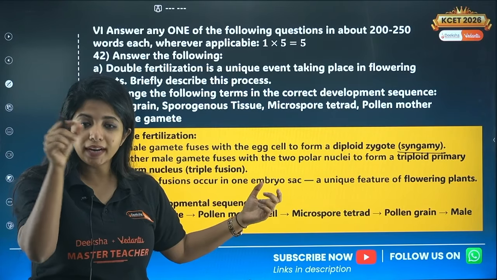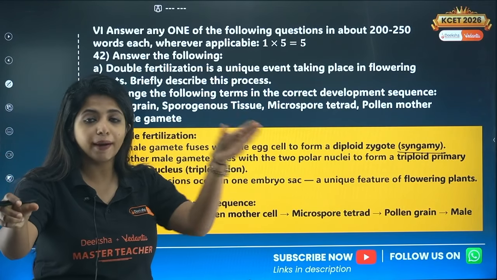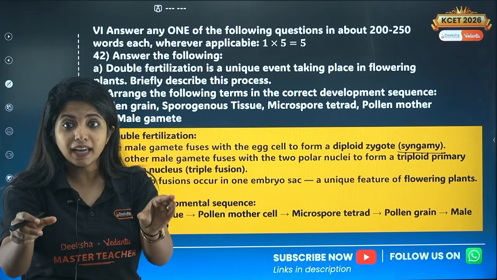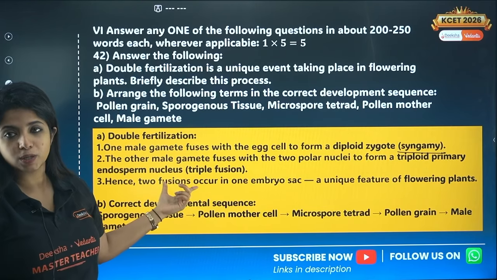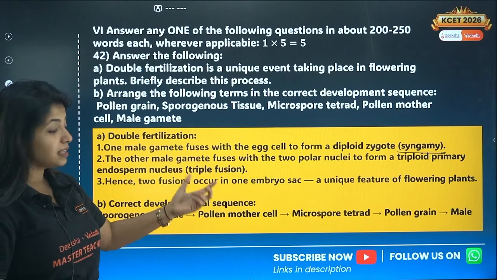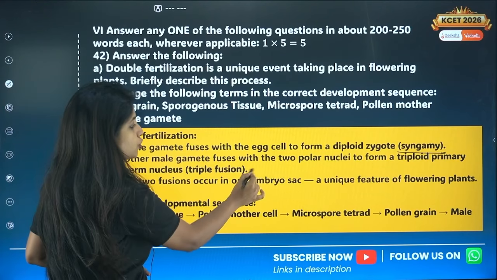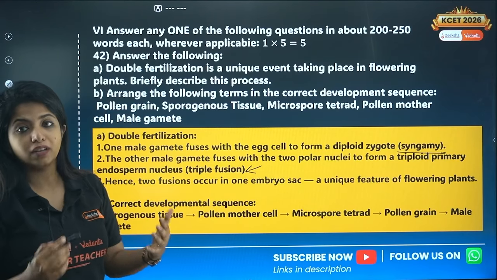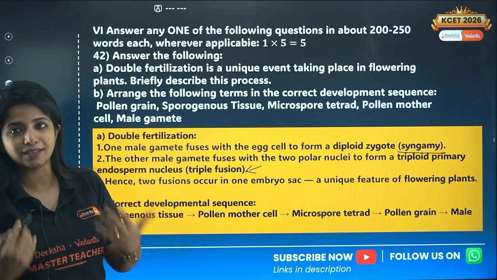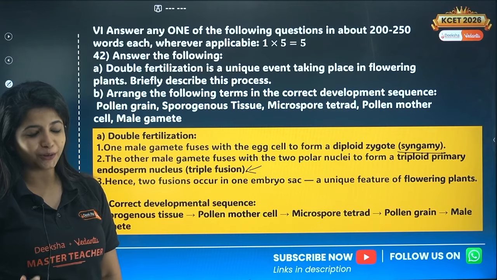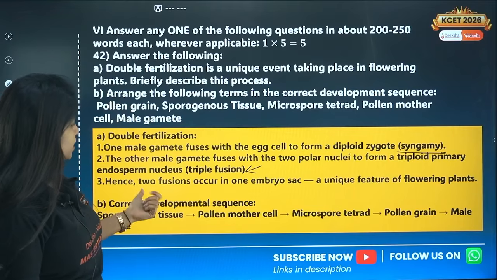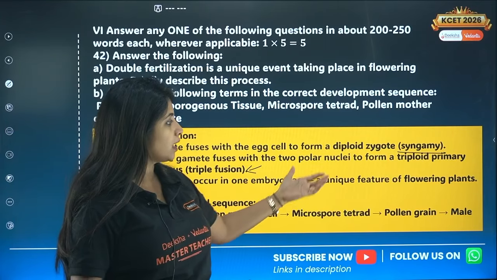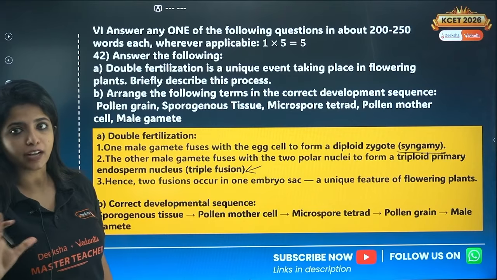So the 2 polar nuclei, individually they were haploid, and one more haploid sperm, or the male gamete, came. Now you have a triploid structure, which is known as the primary endosperm nucleus. Since 3 nuclei are coming together, it's known as triple fusion. So syngamy plus triple fusion gives rise to what? Double fertilization. Hence 2 fusions occur in an embryo sac, a unique feature of the flowering plants, only the angiosperms.